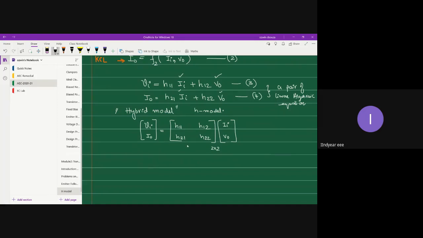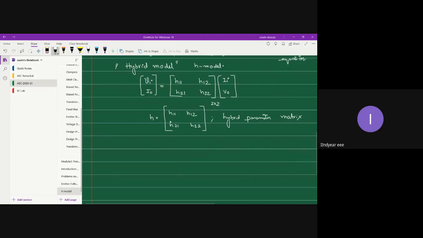This square matrix is called the H matrix or the hybrid matrix, because the elements of H are nothing but different combinations of H11, H12, H21 and H22. So this is called the hybrid parameter matrix. Our aim is to find what H11 is, and so on and so forth. So what we will do is find the H parameters.